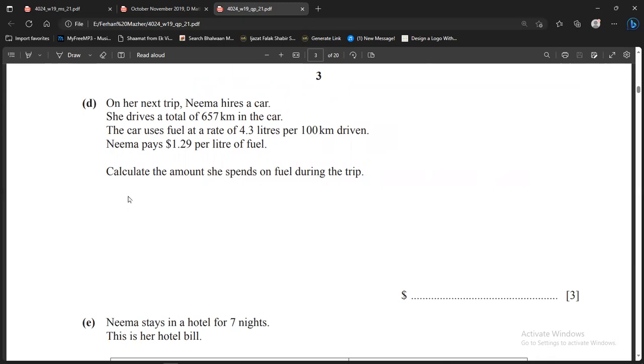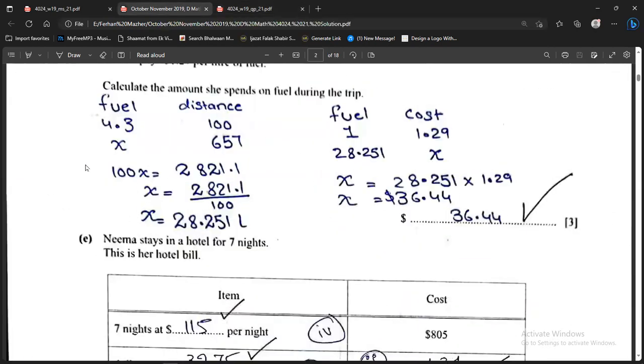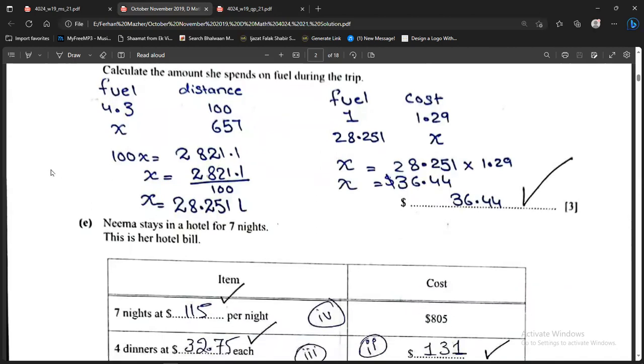First of all, I will find out how much fuel will be used for 657 kilometers. Once I know the amount of fuel, then I will find the cost of the fuel. I will use the method of proportionality. So for fuel and distance, 4.3 liters of fuel will cover 100 kilometers. For 657 kilometers, how much fuel is needed? So 100x equals 4.3 multiplied by 657, you get 2,821.1. So x will be equal to 2,821.1 divided by 100, and that will be 28.251 liters. So now I know that for 657 kilometers of travel, she needs 28.251 liters of fuel.